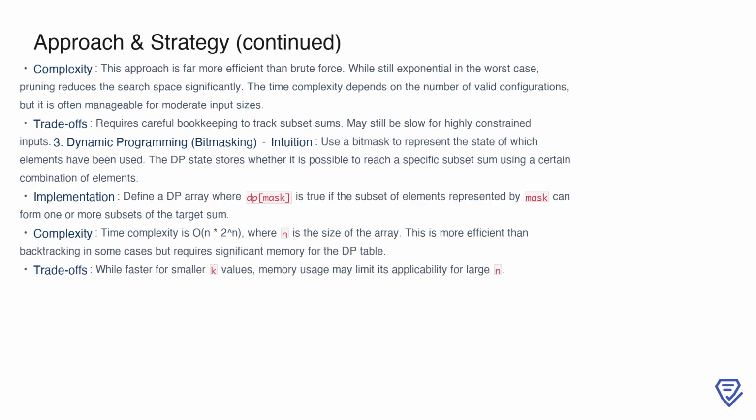This approach is more efficient than backtracking in some cases, with a time complexity of n*2^n, where n is the size of the array. However, it comes with a trade-off. The memory requirement for the DP table can be significant, especially for larger arrays. While it is faster for smaller values of k, the memory demands limit its practicality for large inputs.